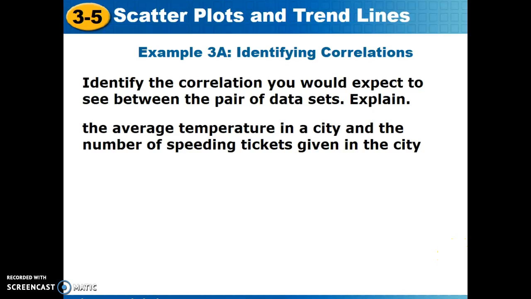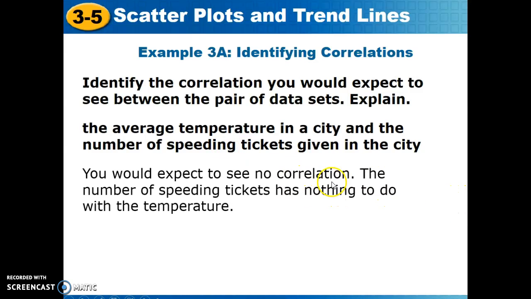Identifying the correlation you would expect to see between the pair of data sets. Now you're going to come up with the correlation without seeing the data. If the average temperature in the city and the number of speeding tickets in the city, the temperature goes up, do the speeding tickets go up? If the temperature goes down, maybe we're talking about ice and snow, do the speeding tickets go down?